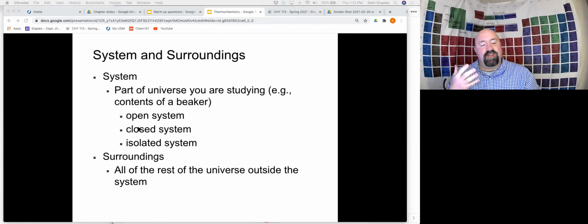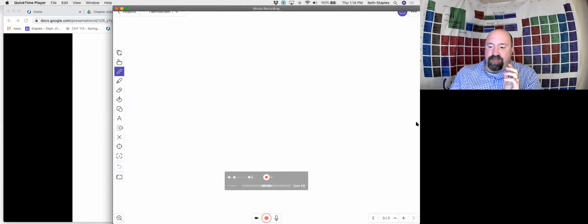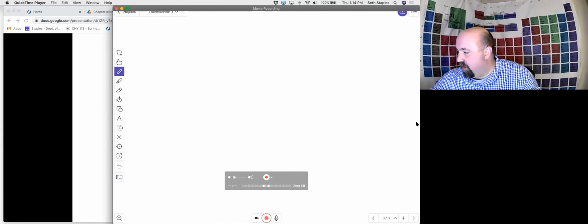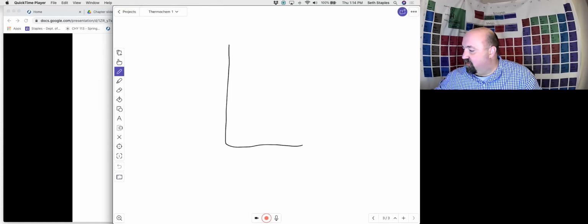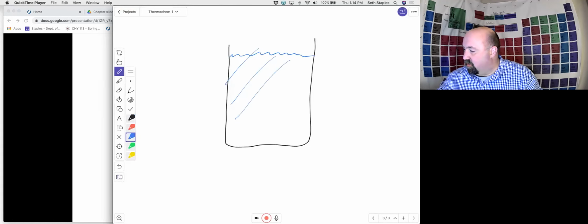For our purposes, we're going to be looking at, for instance, the immediate surroundings. What we're going to be looking at quite a bit is that most of the reactions that we do take place in water. So typically when we talk about system and surroundings, we've got our beaker here. We'll get fancy, use blue. So there's our water in our beaker.